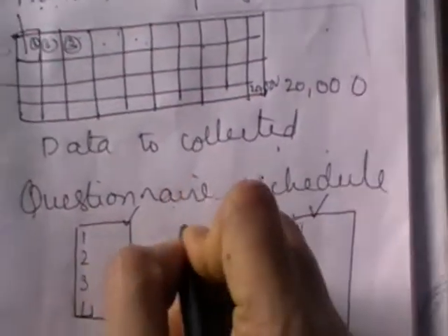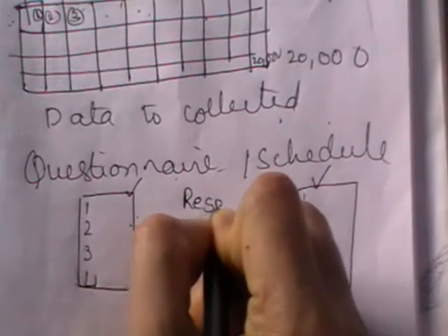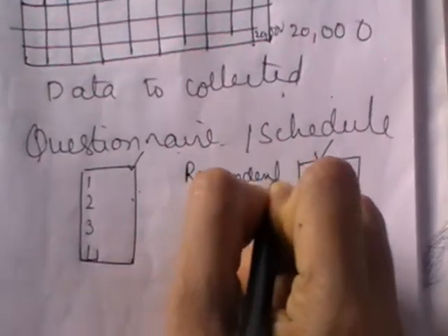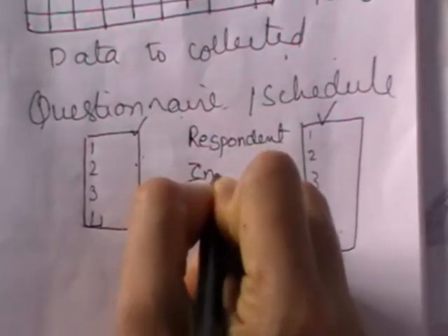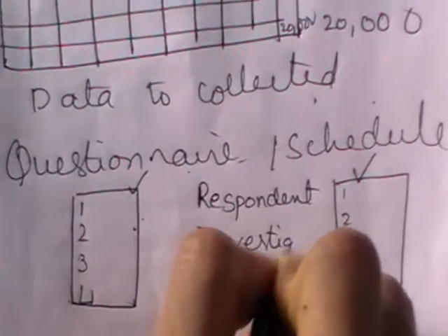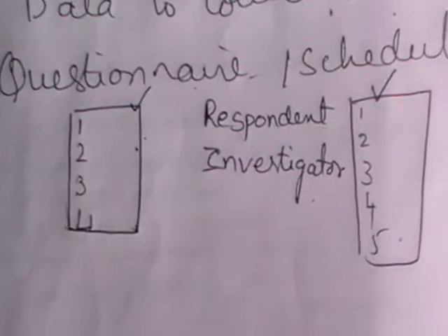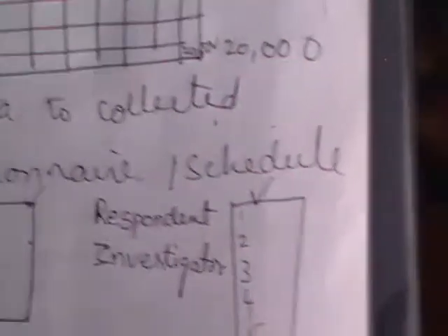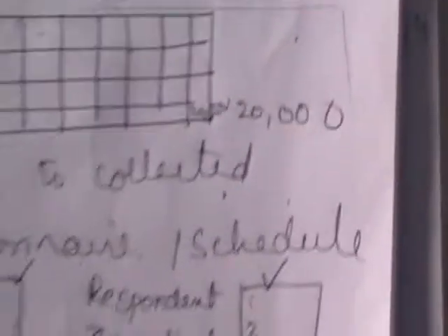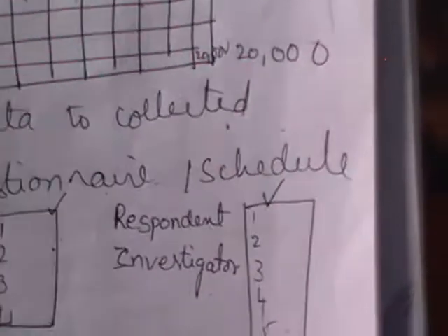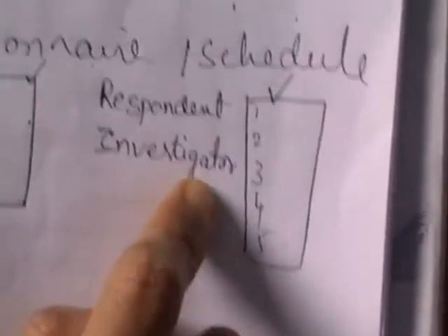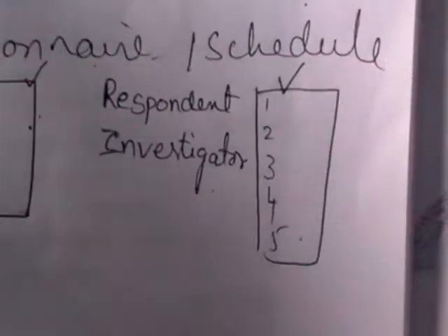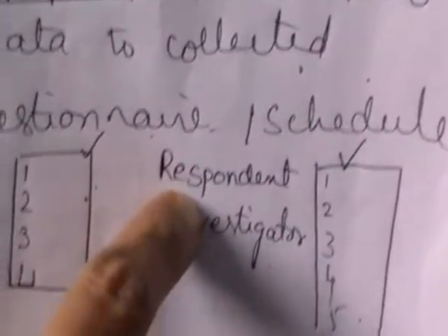In the questionnaire, you will have two words here, respondent and investigator. Who is called the investigator and who the respondent? The investigator is the one who is going to collect the data. So if I am carrying the questionnaire or asking the questions for this study, then I am the investigator. The families from which I am getting data are called the respondents.